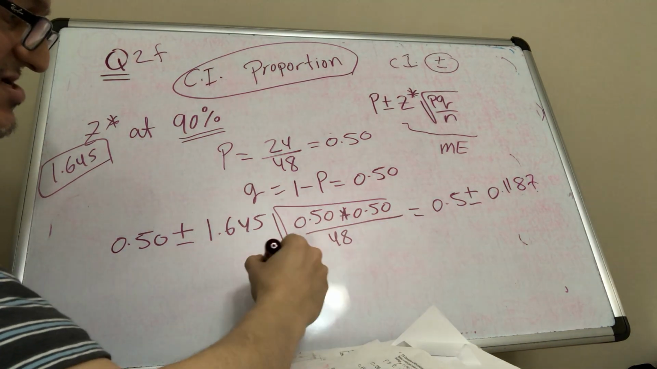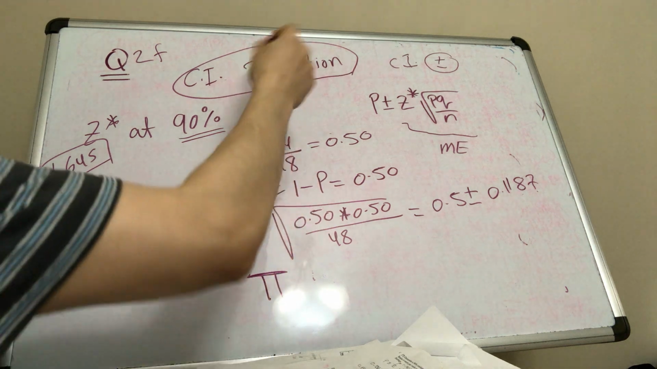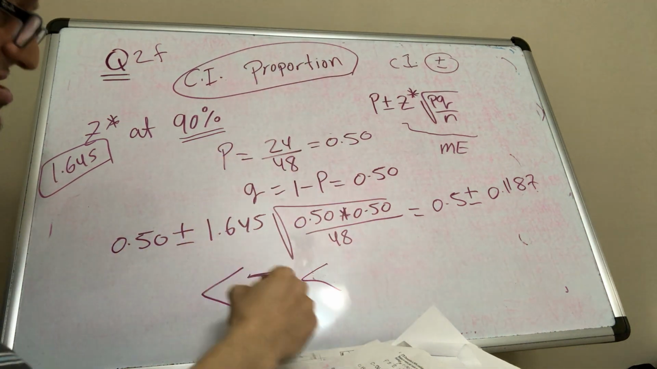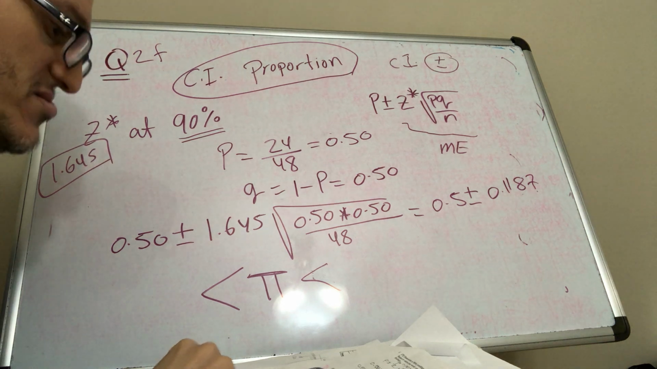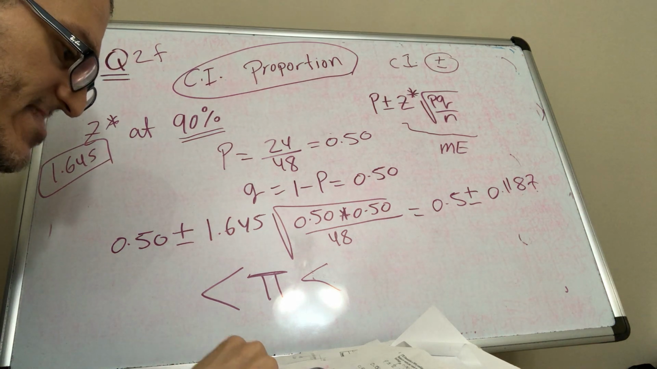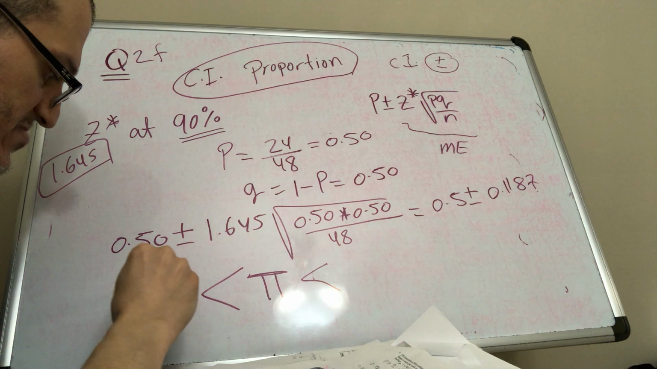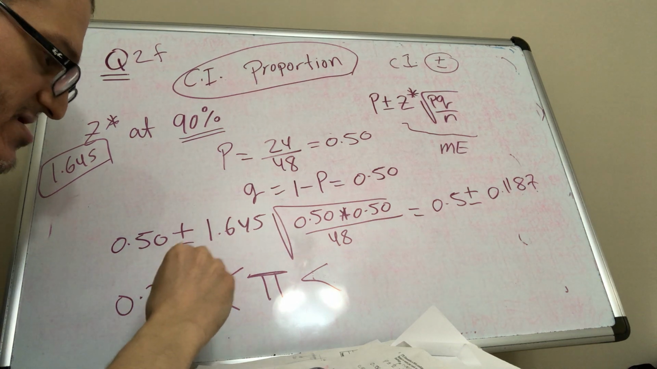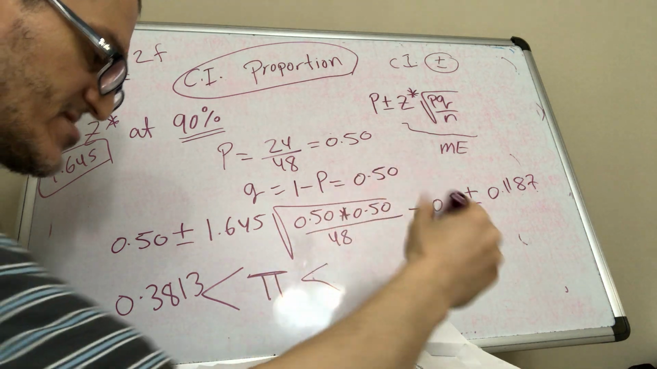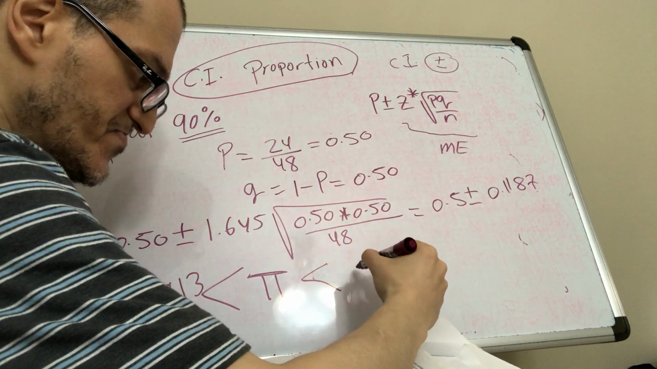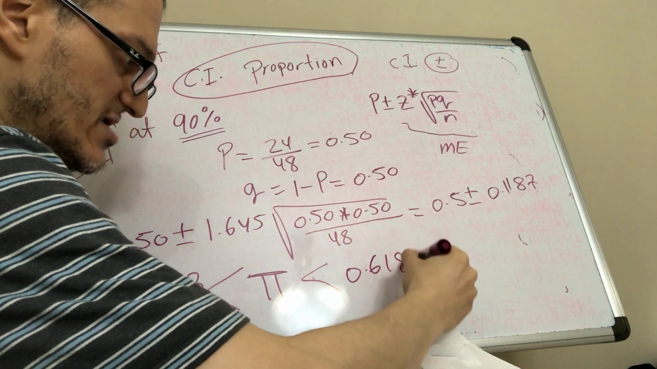So your estimation for pi, which is the true proportion, is between, you add these two, you minus these two. So we're going to subtract them, which takes you down to .3813. You add them, and it takes you up to .6187.